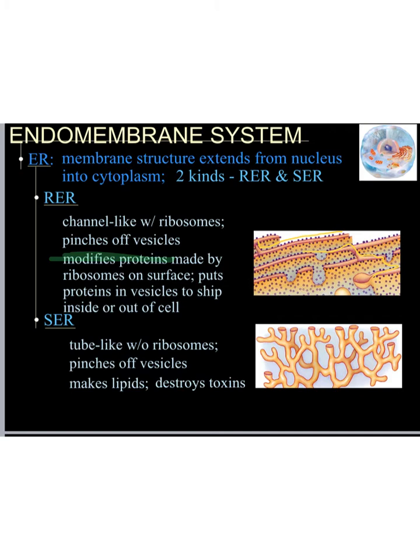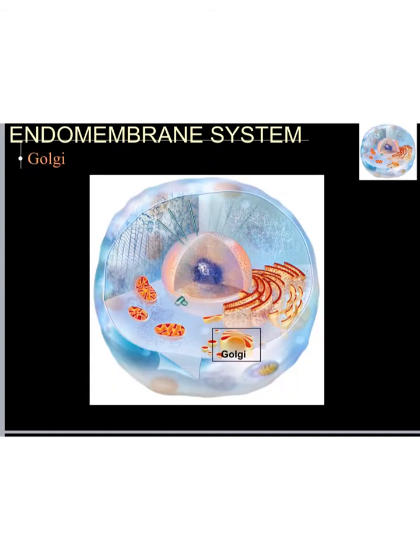So remember, in the smooth ER, this is where lipids are made. So it's also responsible for destroying toxins inside the cell. But again, they don't have the ribosomes, so smooth ER is not involved in protein production. All right, so let's talk about the next organelle down the endomembrane system.